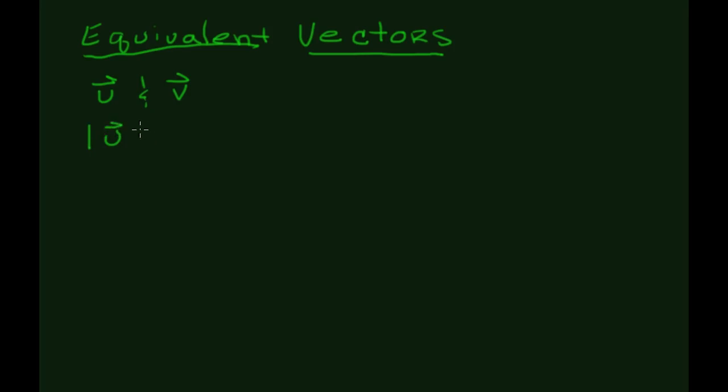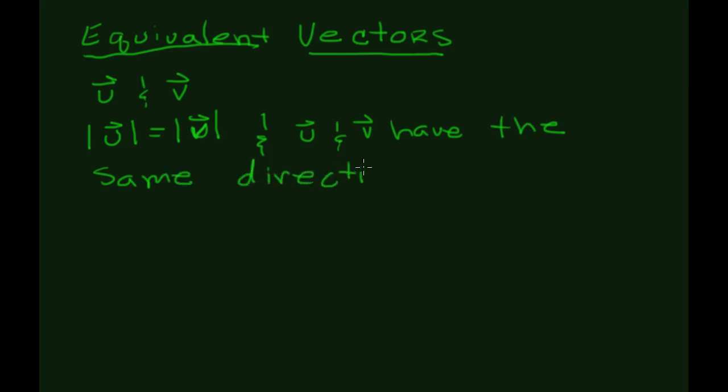If the magnitude of u is equal to the magnitude of v, right, then that's part of it. And u and v have the same direction, then we can call them equivalent. Okay, so we write that u is equal to v. Okay, that seems pretty straightforward. Nothing too over the top there.